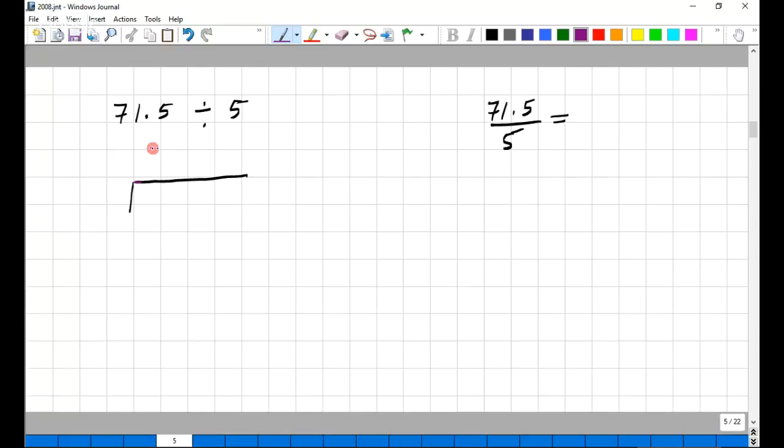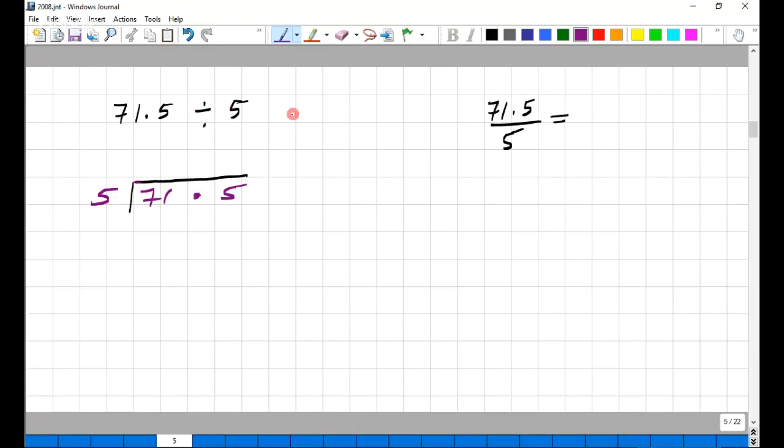Yes, sir. All right, here we have a problem. We're having a division issue here. We have a decimal. We need to divide it by a whole number. Tell me what I need to do and where I need to put these things. You put the 5 on the outside, sir. 5 outside. What needs to go inside? 71.5. 71.5. All right.